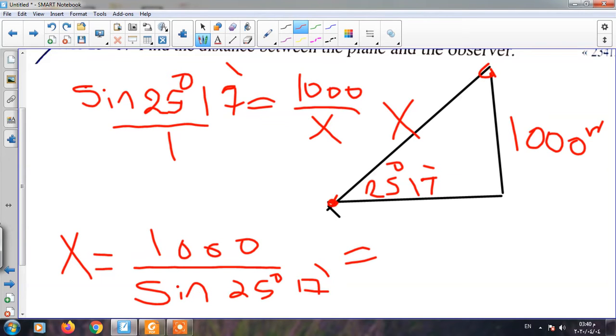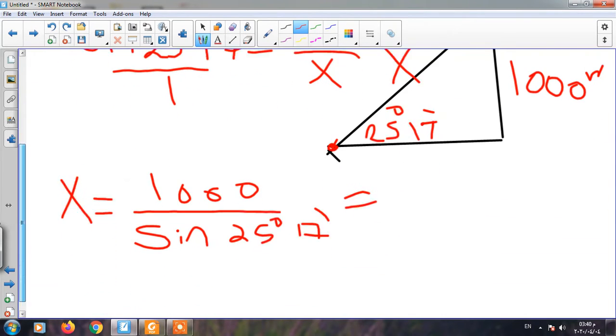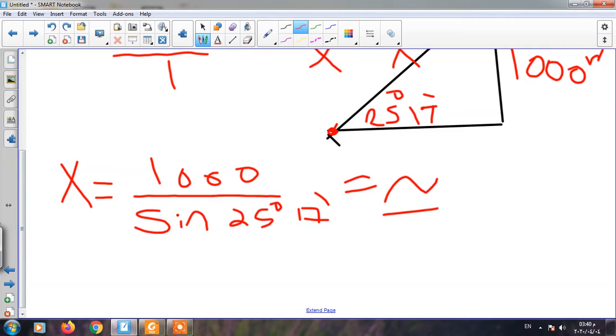Don't forget to close the bracket if you put it on the calculator, because if you didn't close the bracket of the denominator, you will find it's wrong. You will get it wrong. So it's going to be approximately 2341 meters. Sometimes you find it's to the nearest. He's going to tell you to the nearest what.